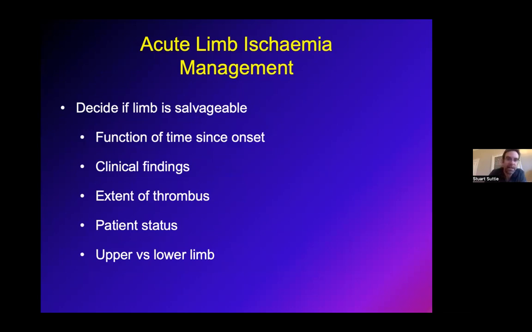So we decide the limb is salvageable. How do we do this? Well, it's a function of time since onset of symptoms, the clinical findings, the extent of the thrombus load. Can we clear the thrombus? What is the patient's status? Are they 99, multiple malignancies, etc.? And is it an upper limb versus a lower limb? We have different timeframes depending on the limbs.